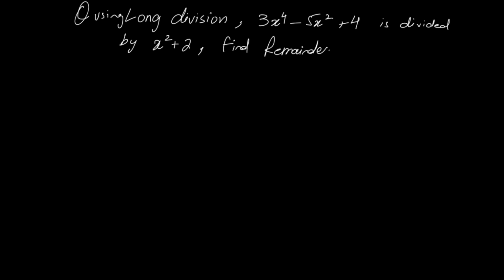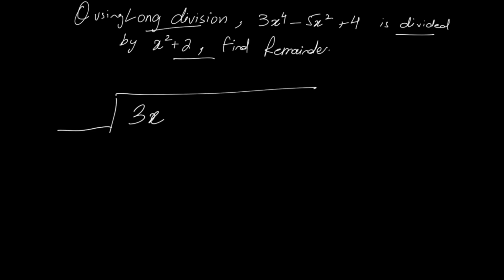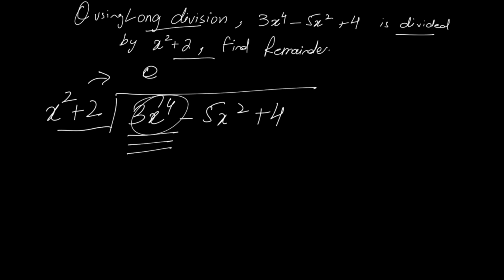Okay, so in this question it says to use long division to find the answer to this. So what is long division? It is the type of division we do when we're dividing two numbers, but in this we will have variables in it as well. So we have 3x to the power 4, minus 5x squared, plus 4, and it is divided by x squared plus 2. So similarly we multiply this with something which could cancel this thing out. We forget this for a second, and we find out what can eliminate this.